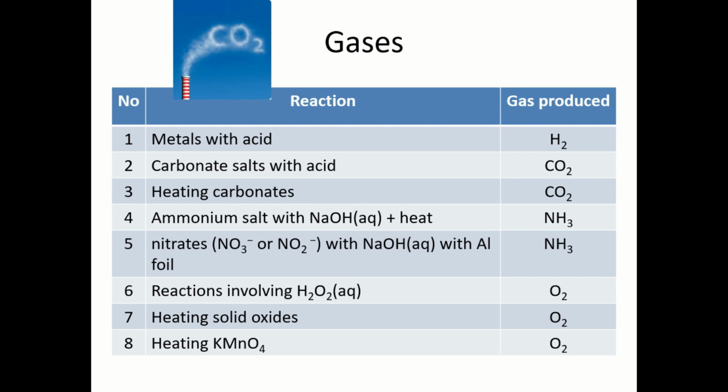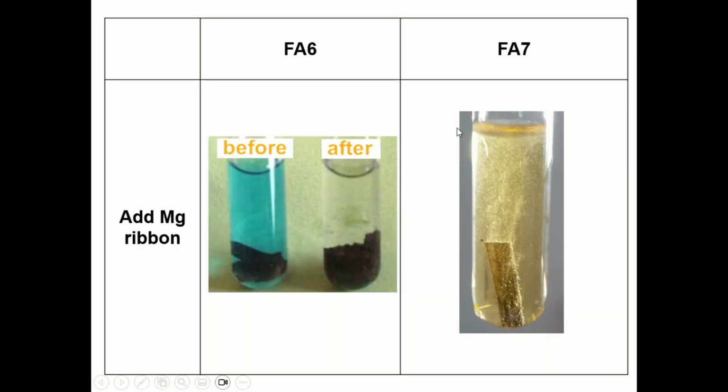gas. So if we look at this slide, for example, we are adding magnesium ribbon to two unknown samples. One is Fa6, the other is Fa7. If you look at the left one with Fa6, there's no effervescence, no fizzing. But the one on the right hand side, this is a magnesium ribbon. You can see production of gas, the bubbles, the fizzing. So this is what we often write as effervescence in our answer. So the gas will be hydrogen gas. So please test the gas with a lighted splint, and it will pop with the lighted splint.